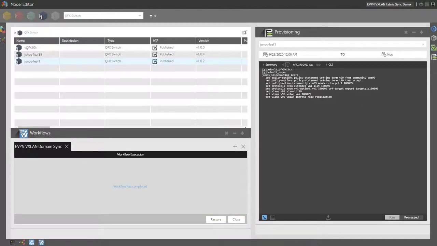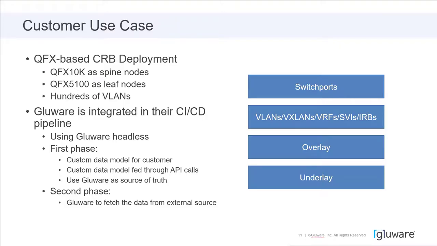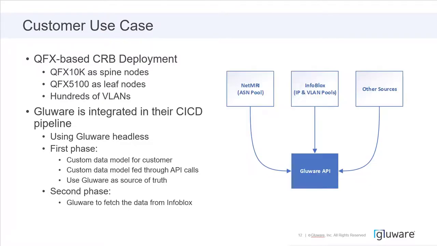So now let me illustrate what this customer did using Gluware. The challenge was deploying hundreds of VLANs on a QFX based CRB deployment. So the customer has 10Ks and 5150/200 leaf nodes, and the idea is to integrate Gluware in their CI/CD pipeline, and use Gluware headless, relying on API calls to feed Gluware with all the details related to the VLANs. All the details in regards to the VLANs, from the ASN numbers, the IP and VLAN numbers, IP pools, all that, were coming from their existing infrastructure, and making API calls.